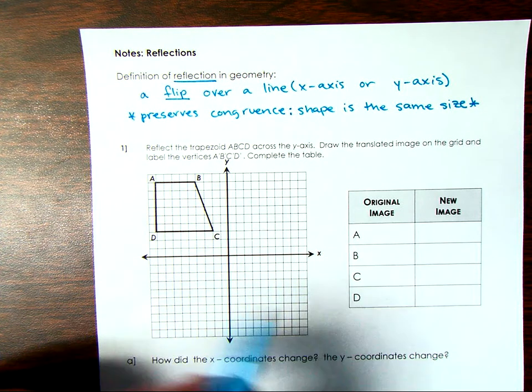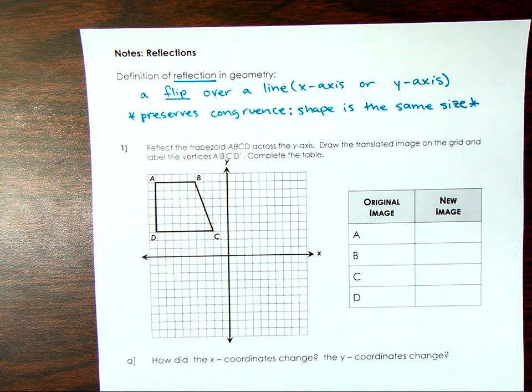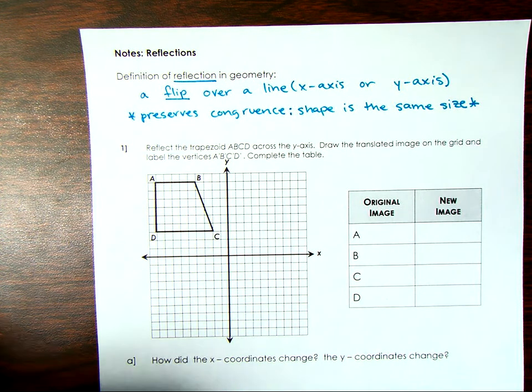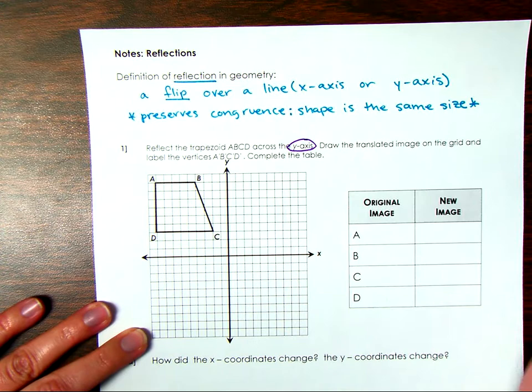Let's look at this, and it makes more sense once we see the examples. Just like what we did with dilations and translations, we're going to figure out how to write the rule for this. It says: reflect the trapezoid ABCD across the y-axis. Then draw the translated image on the grid, label the vertices A prime, B prime, C prime, and D prime, and complete the table.